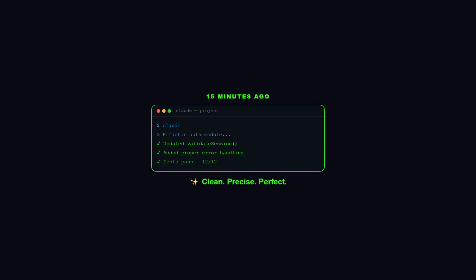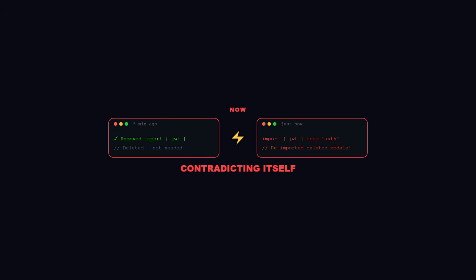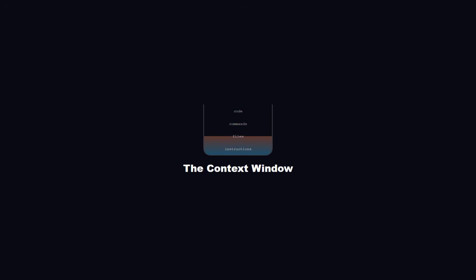15 minutes ago, Claude was a genius. It understood your codebase, wrote clean TypeScript, followed every instruction perfectly. Now, it just re-imported a module it deleted 2 messages ago. It's ignoring your Claude.md rules, and it's suggesting code that directly contradicts what it wrote 5 minutes ago. You didn't change anything. So what happened?